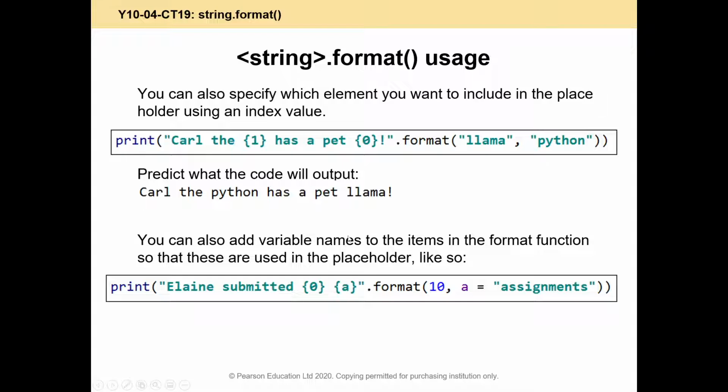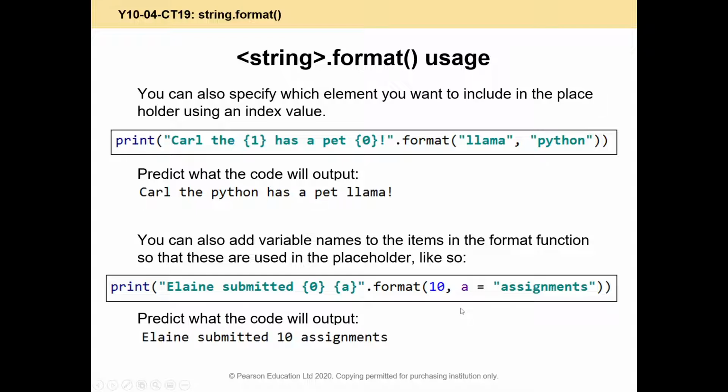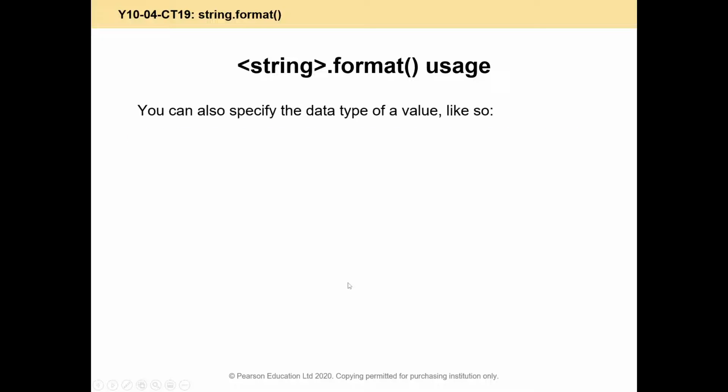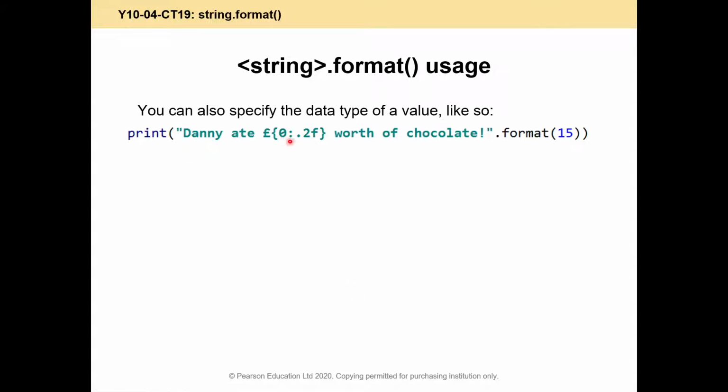You can also, instead of numbers, give them names. So Elaine submitted 10, because that's the first value, and then the placeholder here has got a name. So we can say A is equal to assignments. This is going to say Elaine submitted 10 assignments, which is a bit easier to use, a bit easier to understand. This looks horrible, but it's beginning to be super helpful and rather useful.